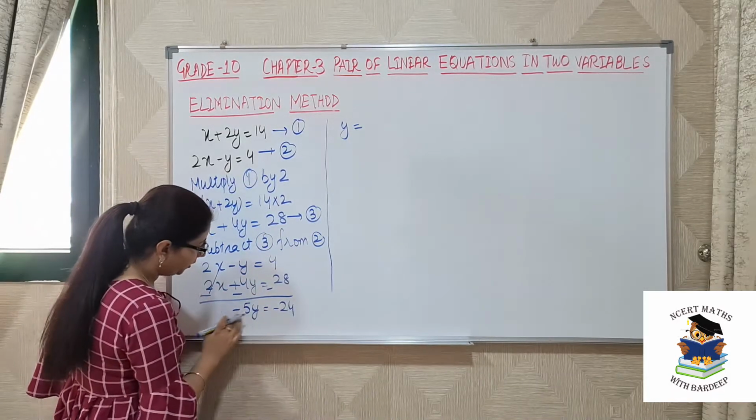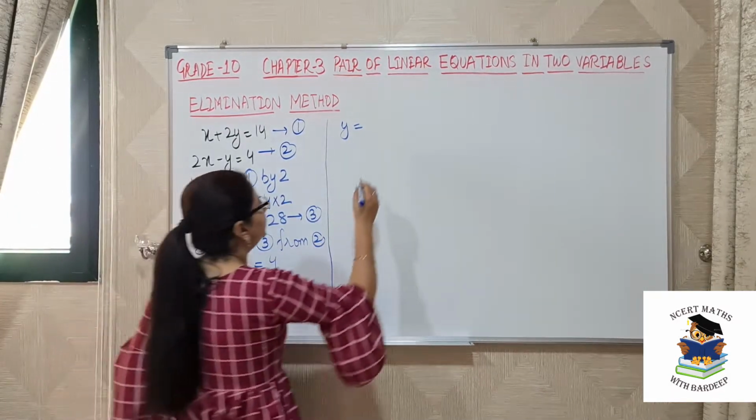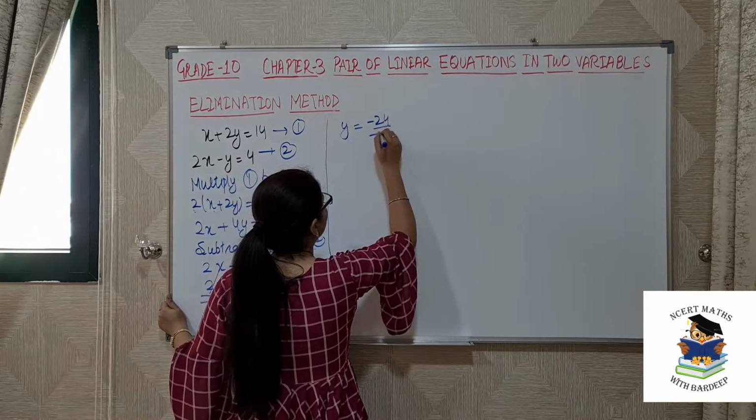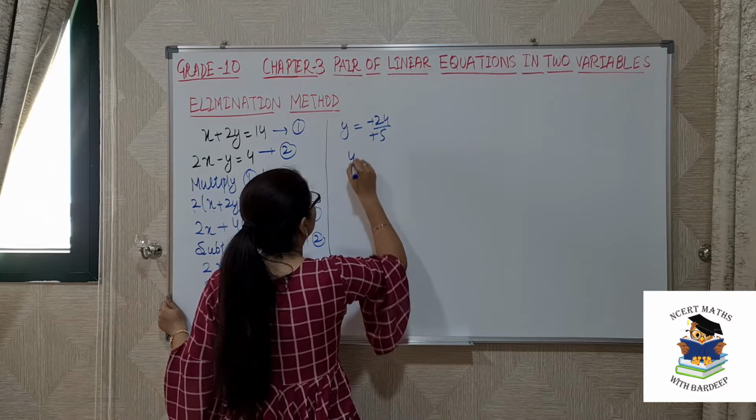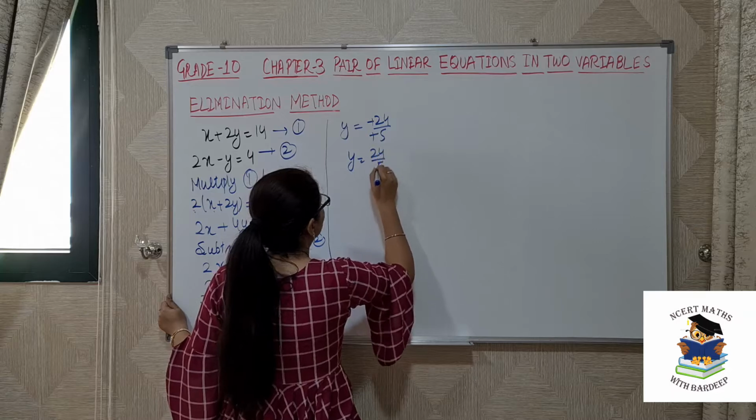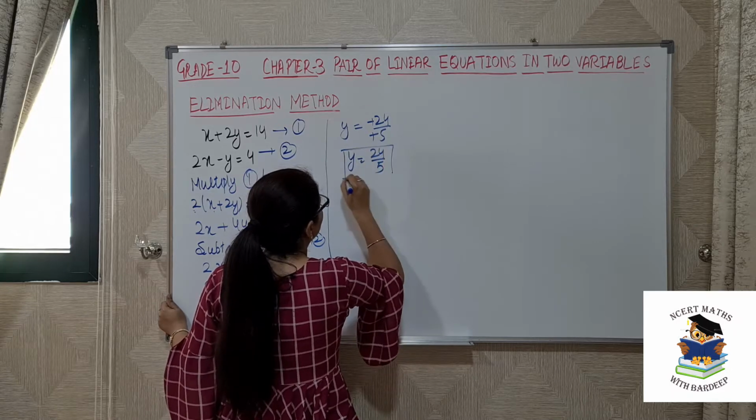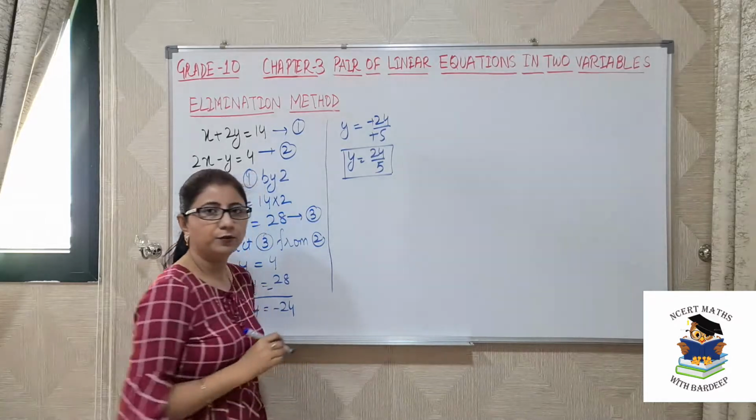So this is minus 24. This minus 5 will come in the denominator. So minus 24 over minus 5. So y is 24 by 5. So we got the value of y.